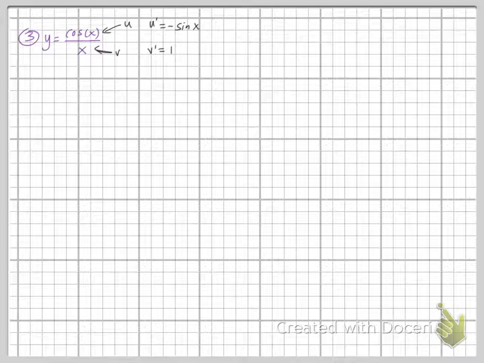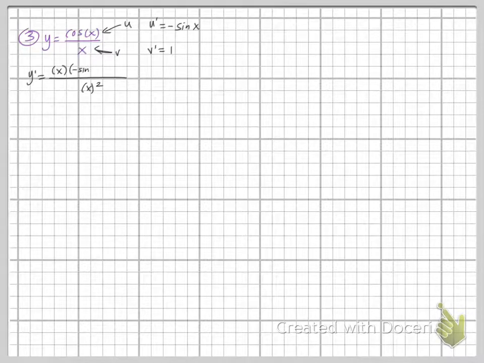So I'm just going to use my quotient rule. It's going to say, okay, v squared down in the denominator. This is v squared, x squared. Now the rule says, write v here, the denominator. Just copy the denominator. Then multiply this by the derivative of the numerator, u prime. u prime is minus sine of x.